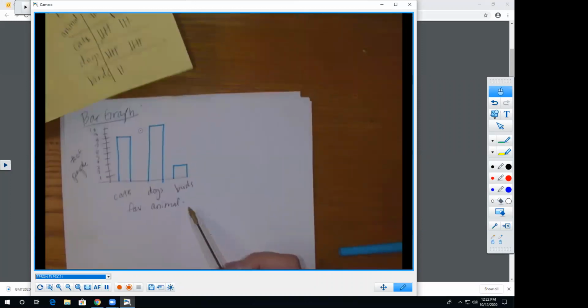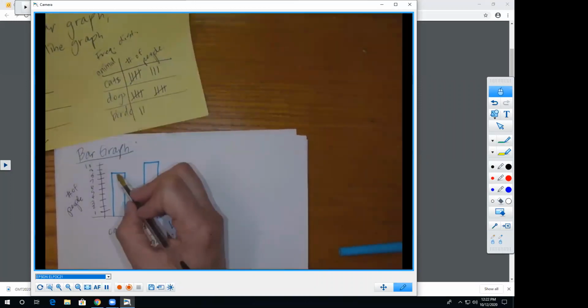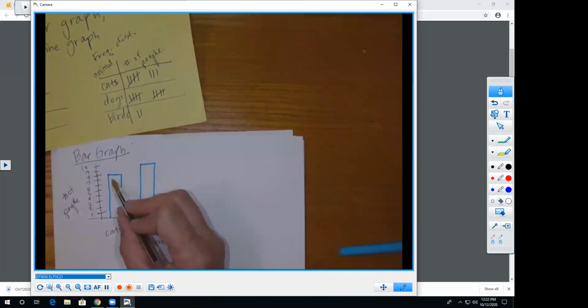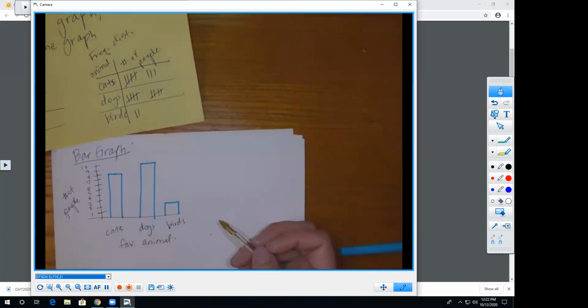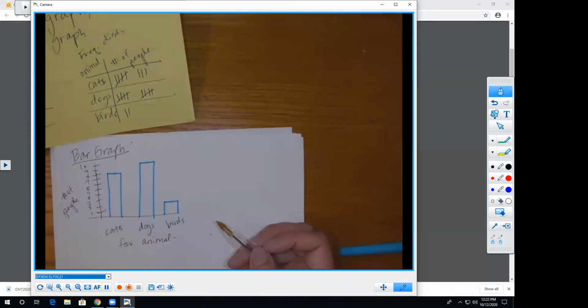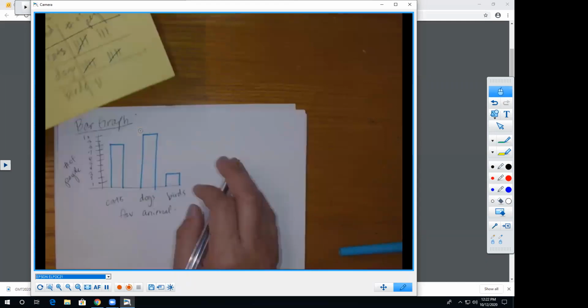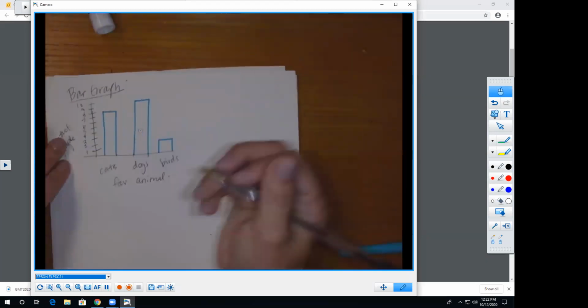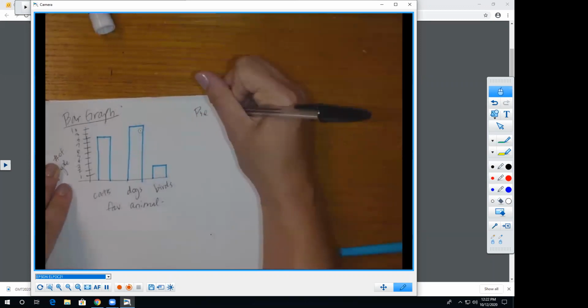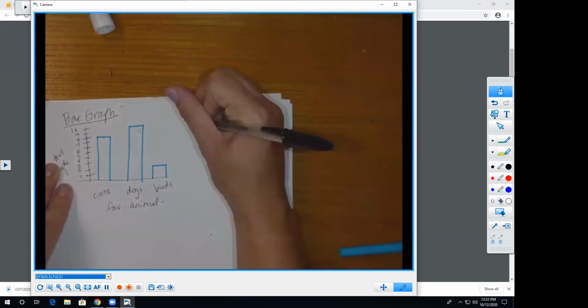Line graph, we could do a line graph with this one. It would look very similar. I would have a dot here, and a dot down here, and you would put a line here. Again, it doesn't really make sense with this set of data. But the pie chart, let's do that one because that's the hardest one. So for a pie chart, you have to find the percentage of each.